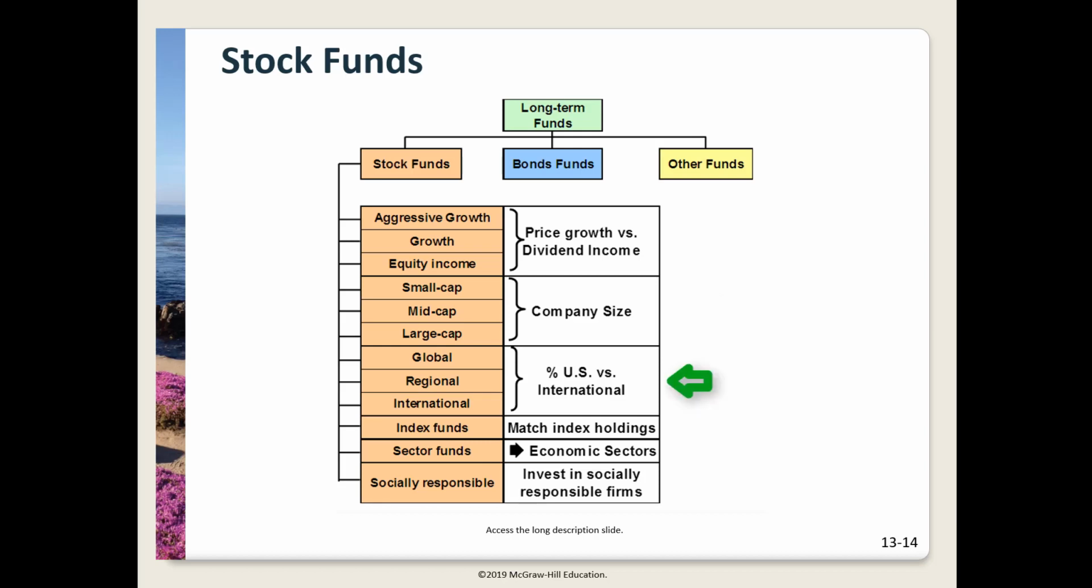versus global or Pacific Rim, index funds that match a chosen index like the Dow, sector funds that invest in specific sectors of the economy, healthcare, technology, socially responsible funds that avoid stocks related to tobacco, nuclear energy, weapons, gambling, or alcohol. Bottom line, there's a fund to basically meet all your needs.